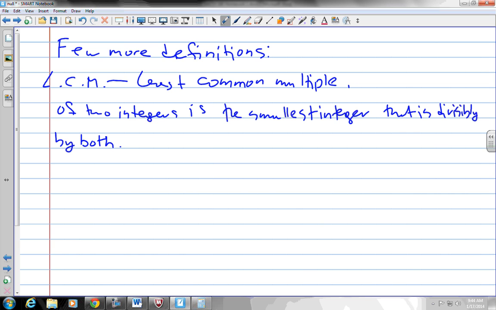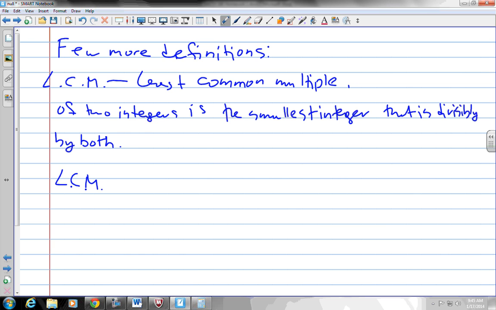So LCM is really your least common denominator. When you're looking at two fractions and you're trying to find the least common denominator, you're looking for the least common multiple: the smallest integer that's divisible by both numbers. Okay. Here's the notation that we use.